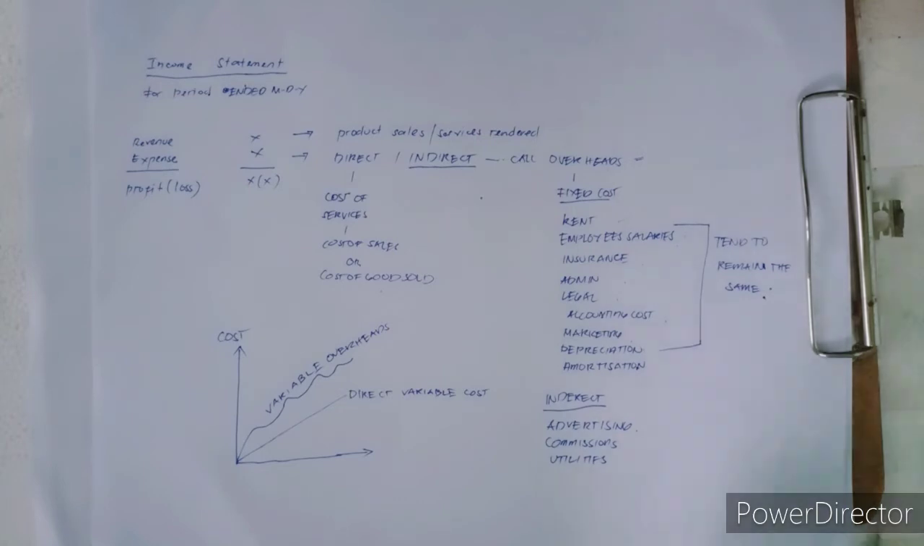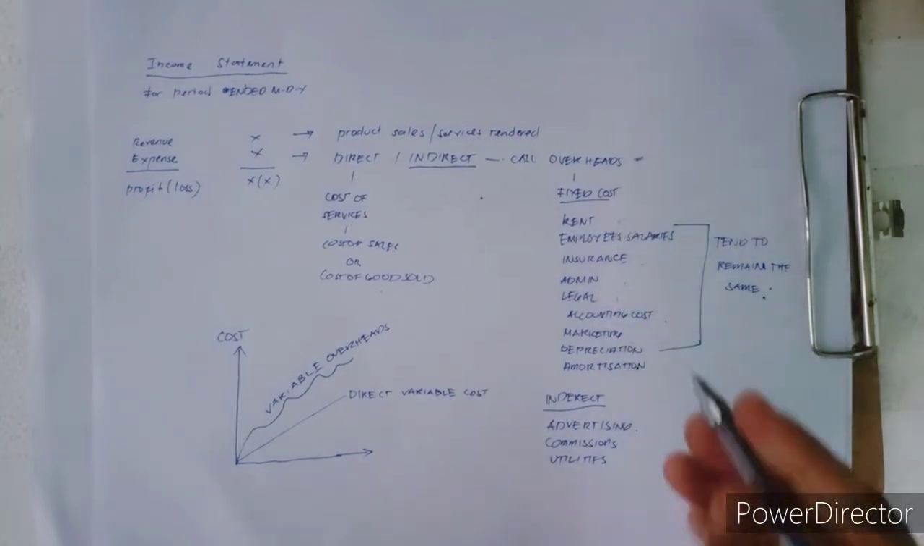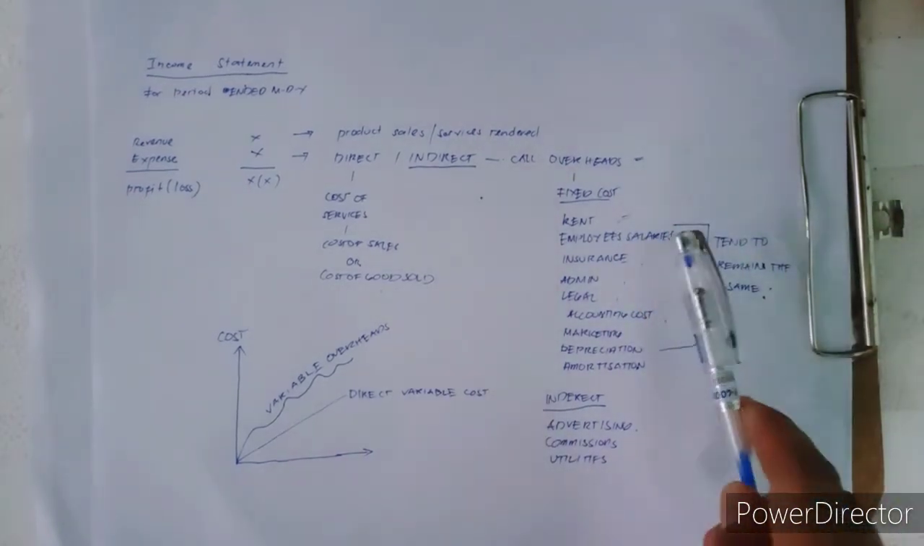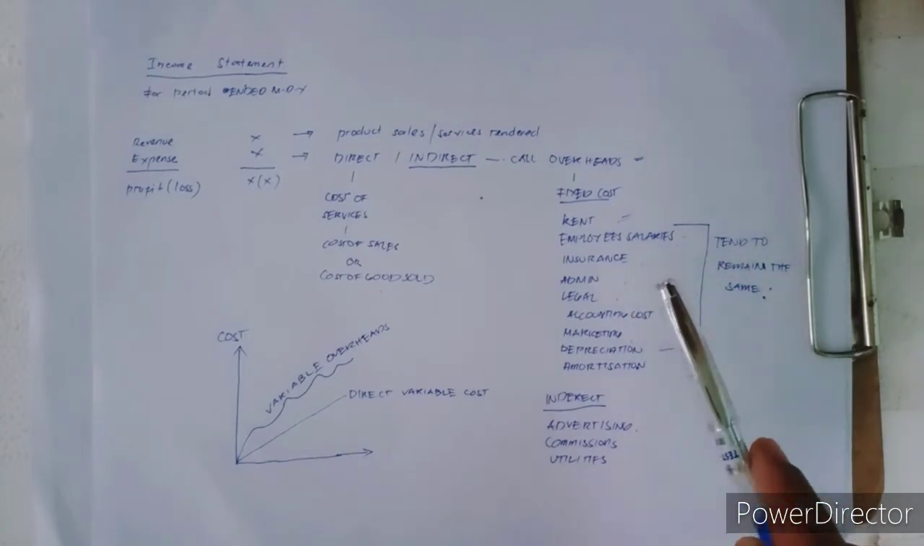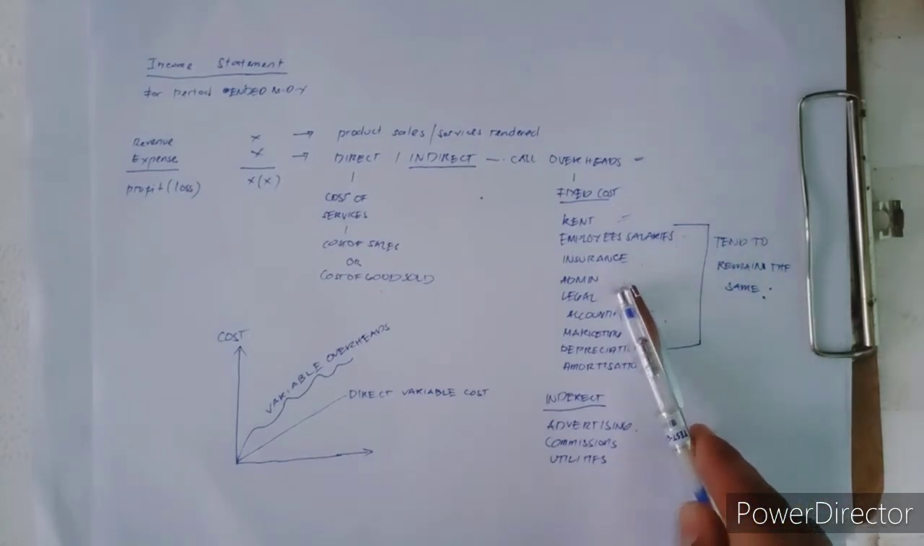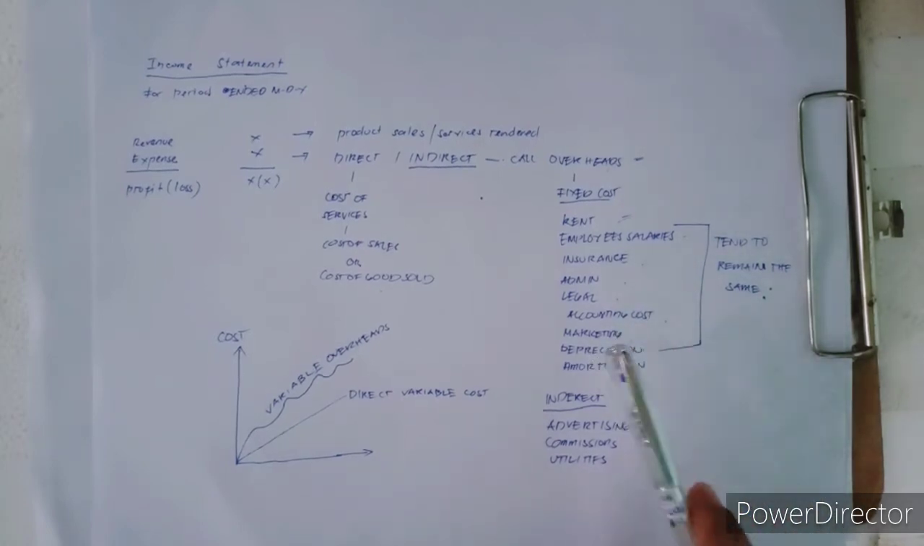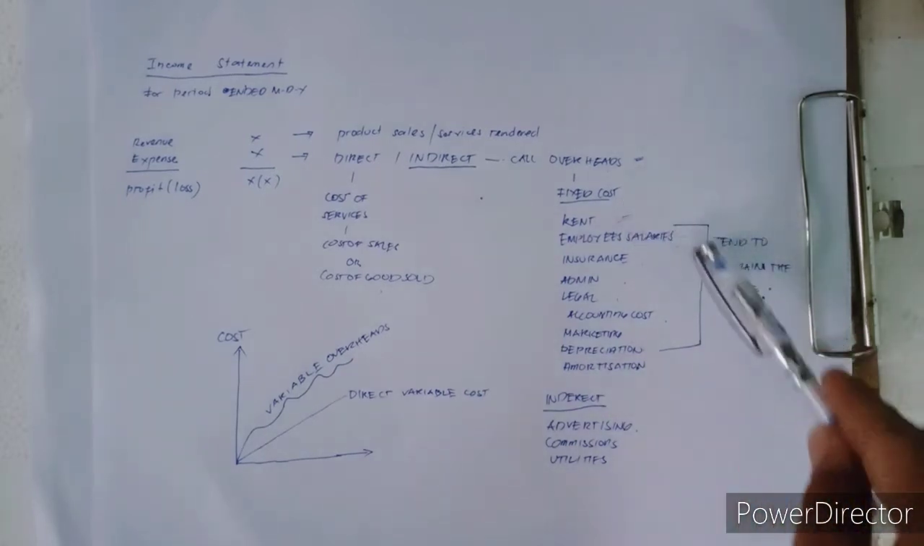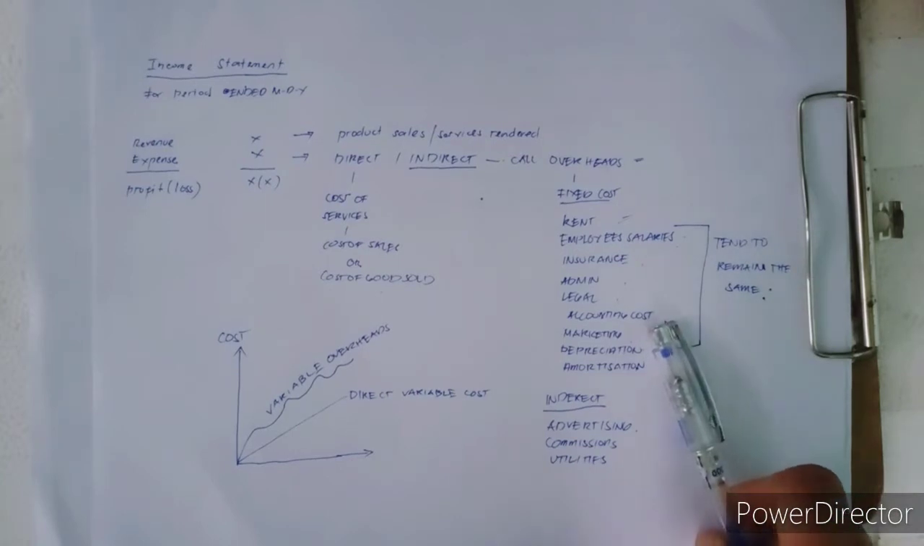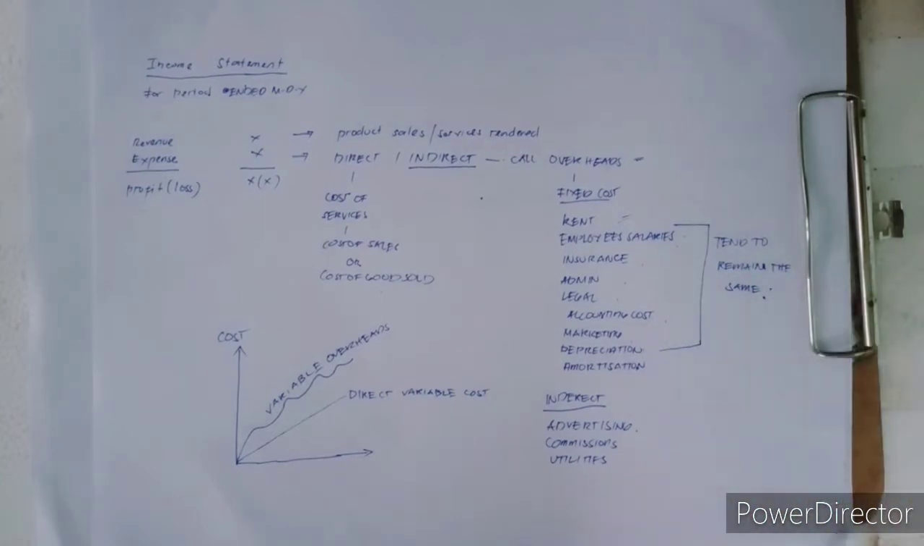Overheads can include fixed costs like rent, employee salaries, insurance, admin expenses, legal costs, accounting costs, marketing costs, depreciation, and amortization. Fixed costs like this tend to remain the same. They bear no correlation at all to the sales that your business has made. However, not all overheads are fixed.